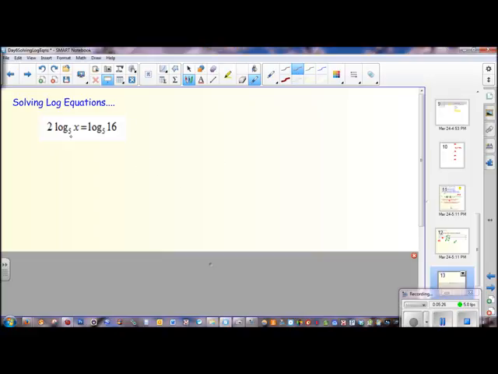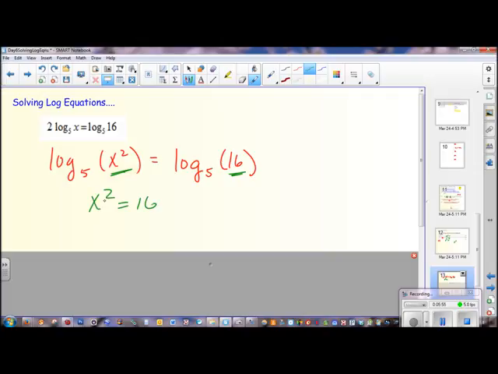I'm looking at 2 log base 5 of x equals log base 5 of 16. Well, I'm going to take that 2 and swoosh it back up as an exponent. I'm going to turn the left-hand side into log base 5 of x squared, equals, on the right-hand side, log base 5 of 16. And now, what we talked about on the first slide is that the only way for this to be a true statement is if these two arguments are equal. So let me set x squared equal to 16.